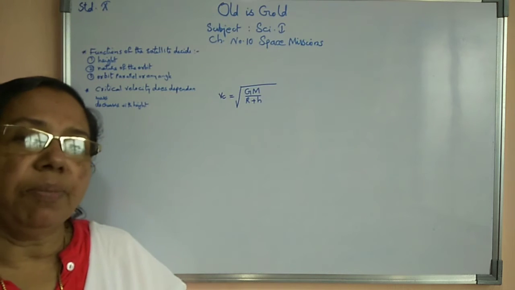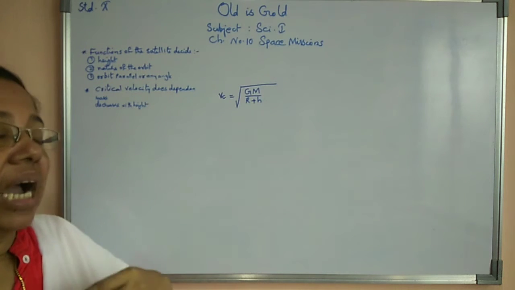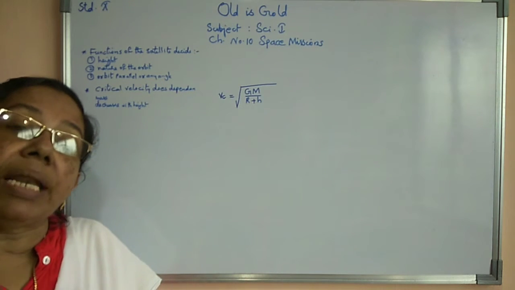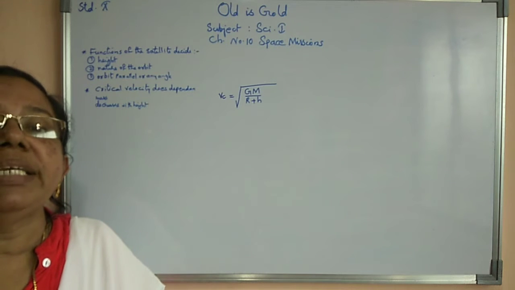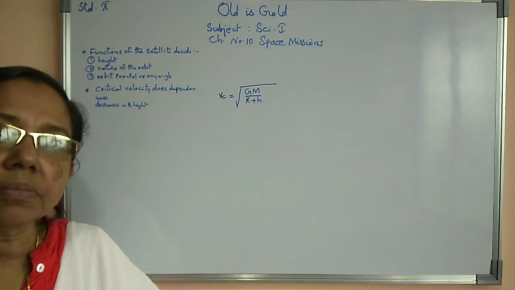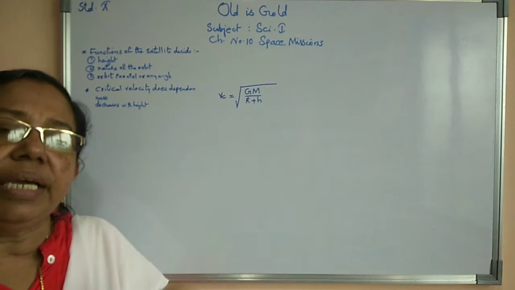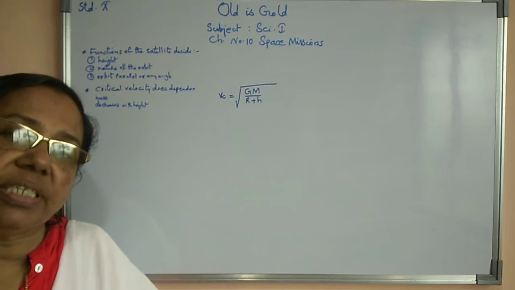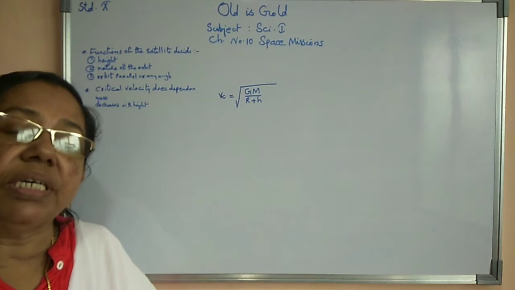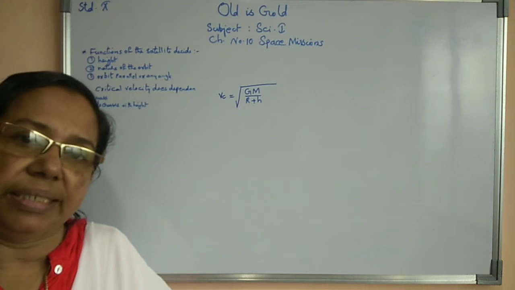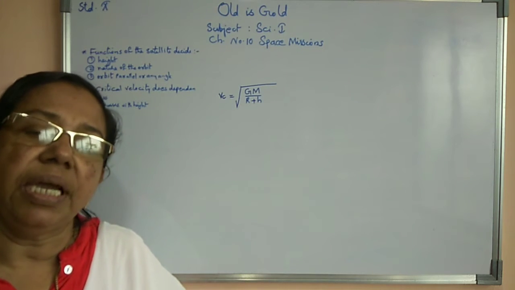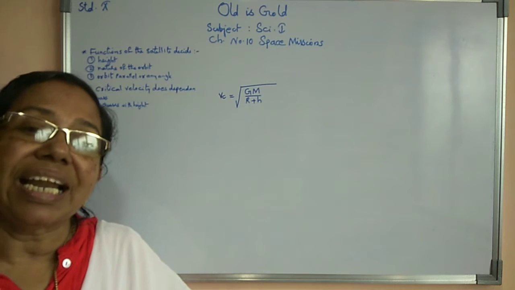Now one more important thing to understand: the farther and higher the orbit is from the surface of the earth, the more its critical velocity will decrease. If the satellite is near the surface of the earth, its critical velocity will be more. If it is far from the surface of the earth, its critical velocity will be less.